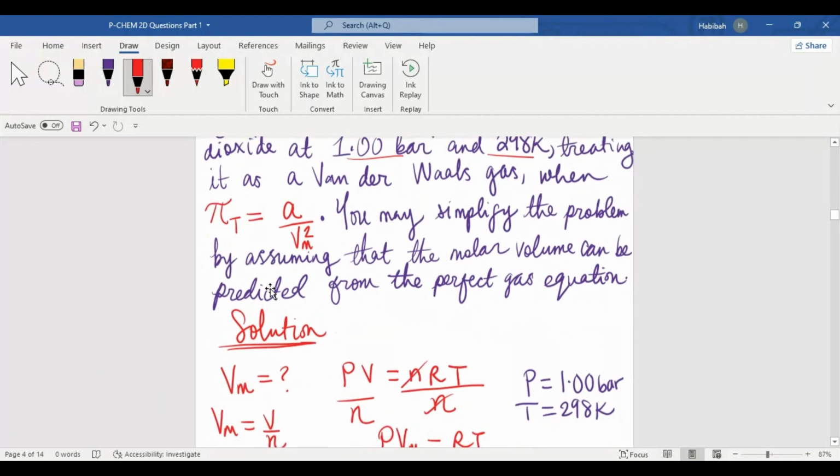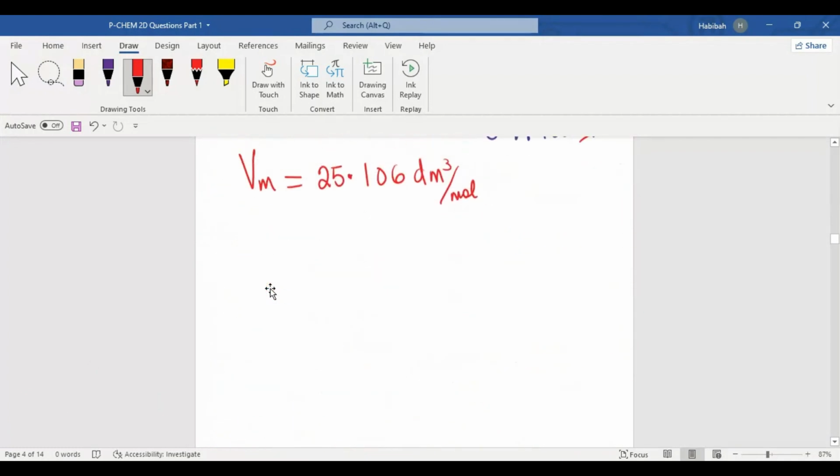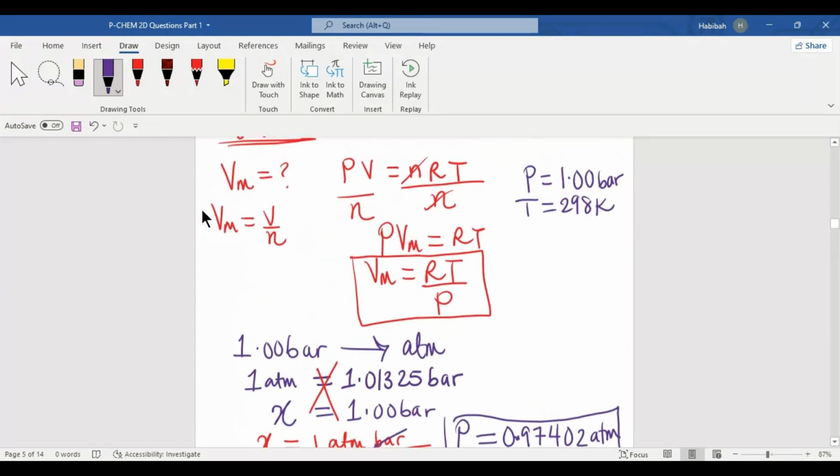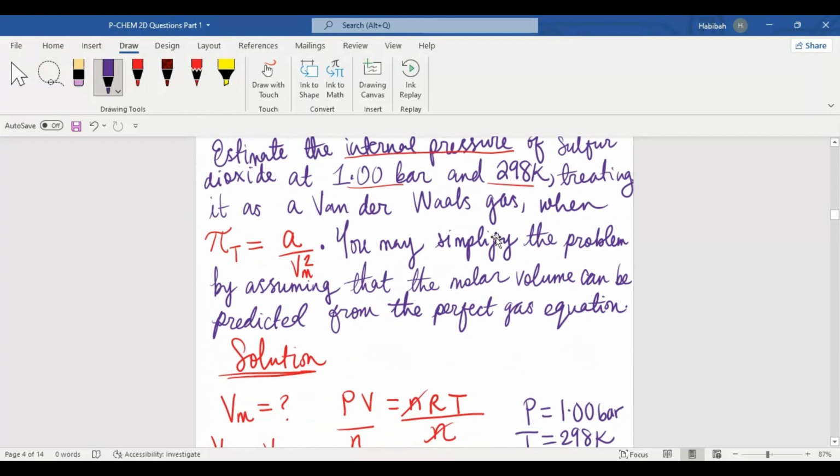So pi sub T equals A divided by Vm squared. That's how we're going to estimate the internal pressure. We have our Vm, we don't have our A, we have pi sub T. But remember what A is, right? A is just the strength of attractive forces for the van der Waals gas.